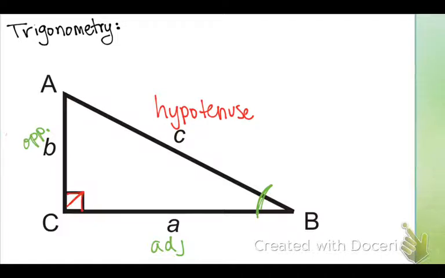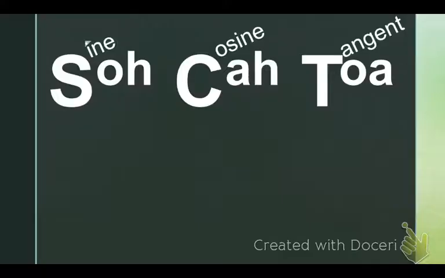Like all that. So SOHCAHTOA is something we use to remember the 3 basic trig functions. Okay? You're going to write the words sine, cosine, and tangent. Sine, cosine, and tangent.